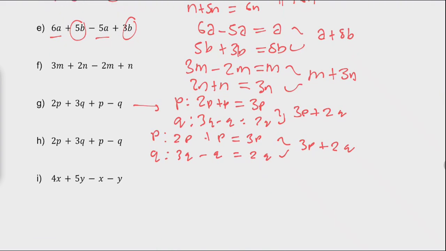Okay, for the final question, 4x add 5y minus x minus y. Let's get the x terms together. So 4x minus x, that is equal to 3x. And then the y terms, 5y minus y, that is equal to 4y. Overall, you get 3x add 4y.